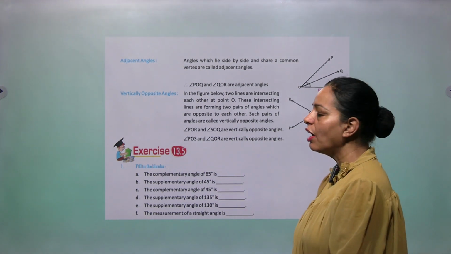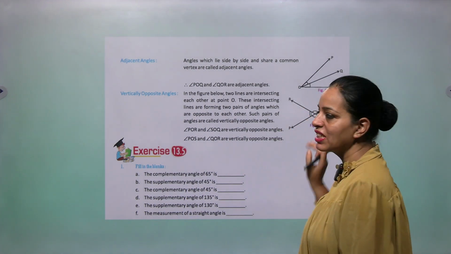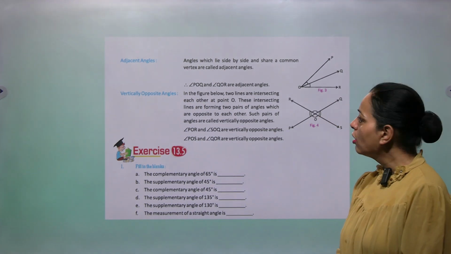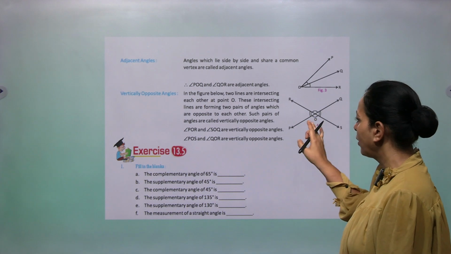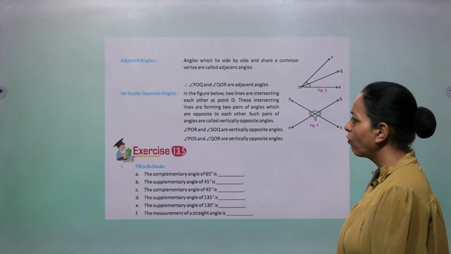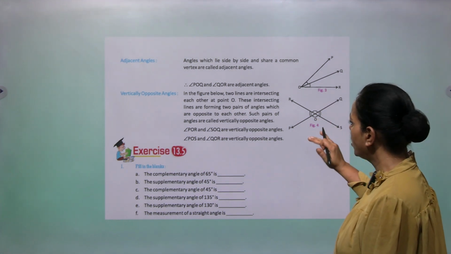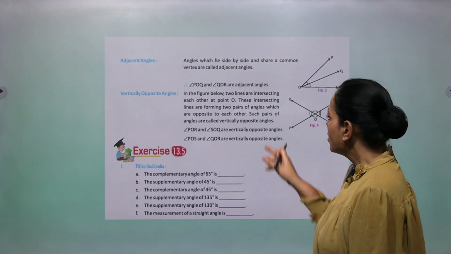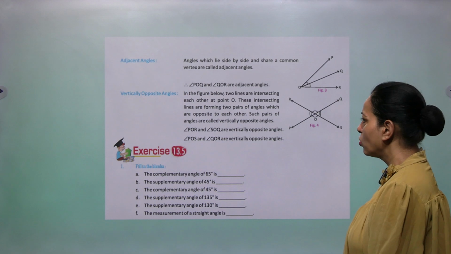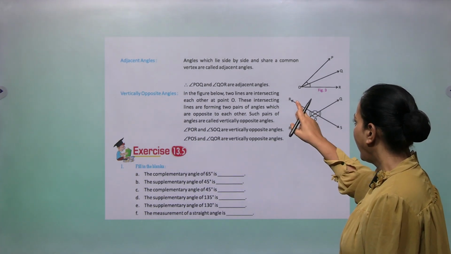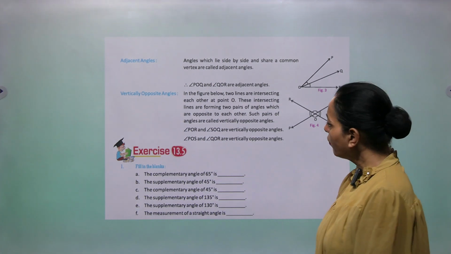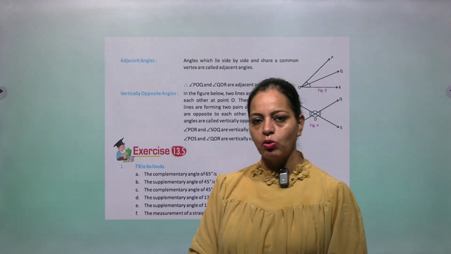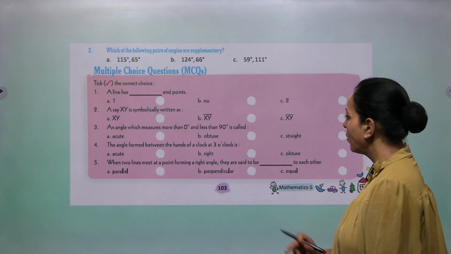So the next is vertically opposite angles. So when two lines intersect, जब दो line intersect करती हैं, you can see we are getting some angles over here. So in this figure, two lines are intersecting at point O. These intersecting lines are forming two pairs of angles which are opposite to each other. आप देख सकते हैं, we are getting two pairs जो आमने सामने हैं. So such pairs of angles are called vertically opposite angles. So POS and ROQ are vertically opposite, and POR and QOS are vertically opposite angles. Okay, I hope I am clear to you.